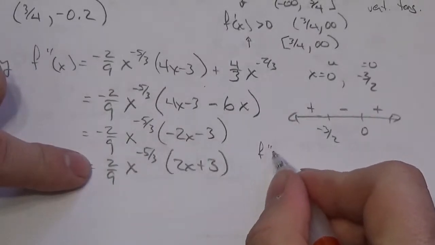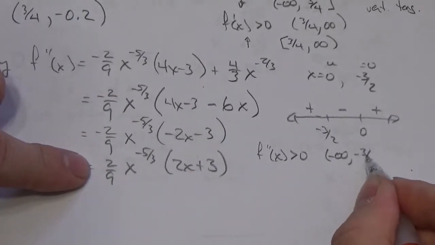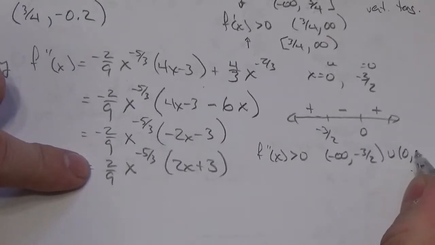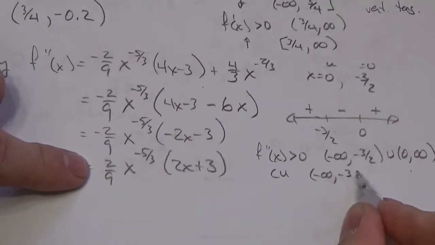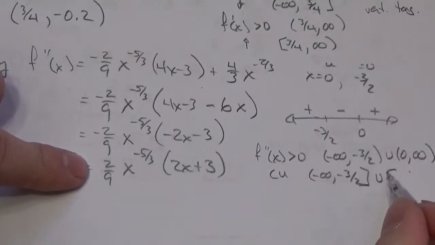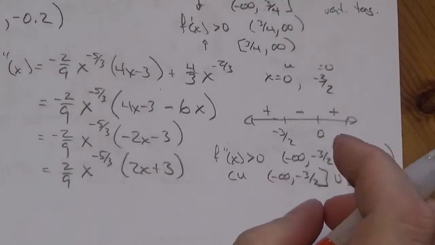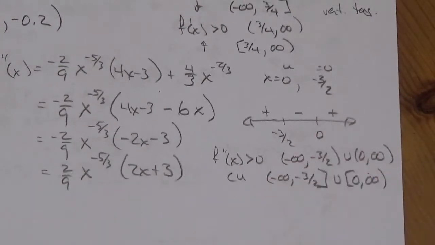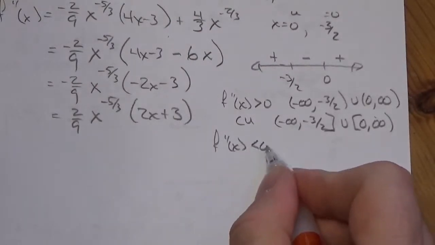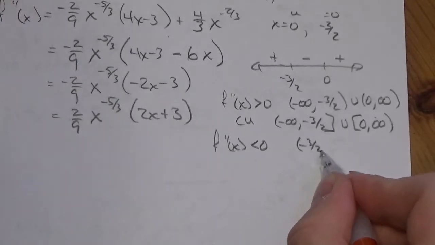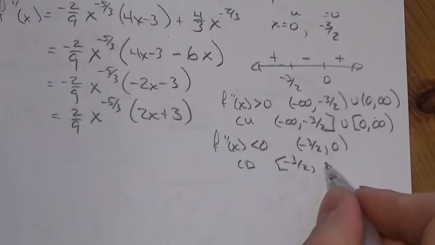So the second derivative is going to be positive from negative infinity up to negative 3/2, union 0 out to infinity, which means this is going to be concave up, negative infinity out to negative 3/2, inclusive, and then including the 0 out to infinity. Okay, because even though the second derivative isn't defined at 0, the original function is. Second derivative will be negative on that interval, negative 3/2 to 0, which means this will be concave down on that closed interval from negative 3/2 to 0.